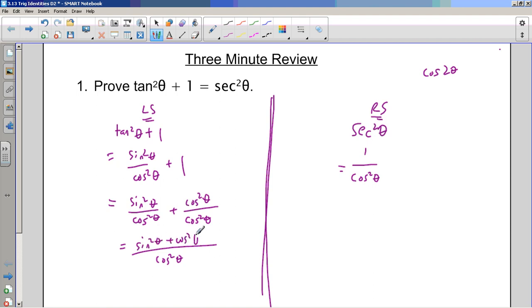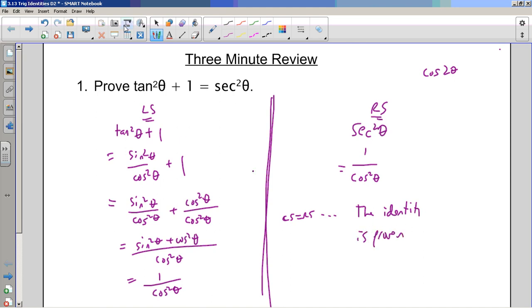And that one was pretty easy, actually, isn't it? Sine squared theta plus cos squared theta is equal to 1 because of the Pythagorean identity. And left side equals right side, the identity is proven.